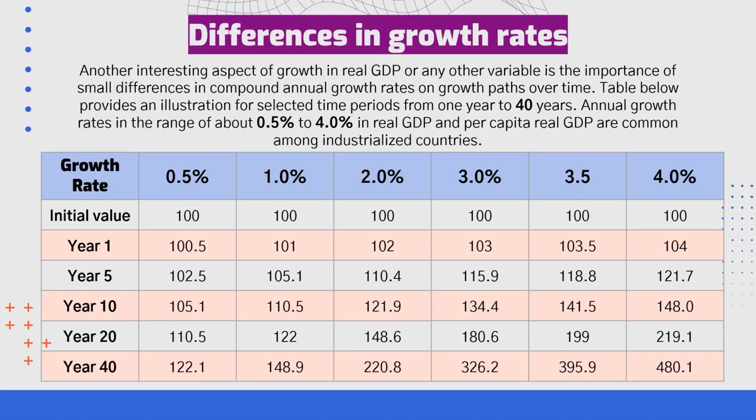One of the most crucial aspects of economic growth is understanding how small differences in growth rates can lead to large disparities in economic outcomes over time. Remember, even a slight variation in annual GDP growth can make a significant difference in a country's long-term economic trajectory. This is due to the power of something which is called compounding growth.